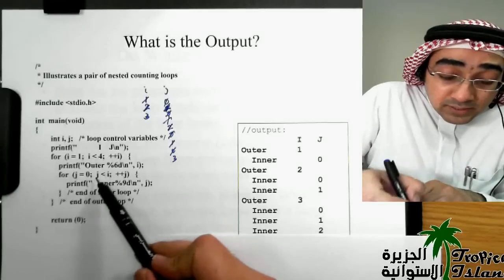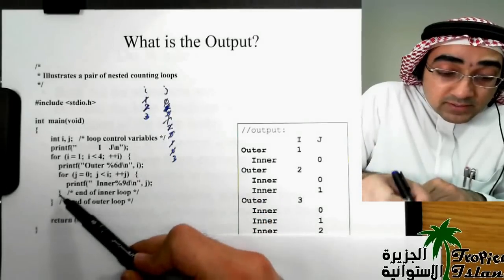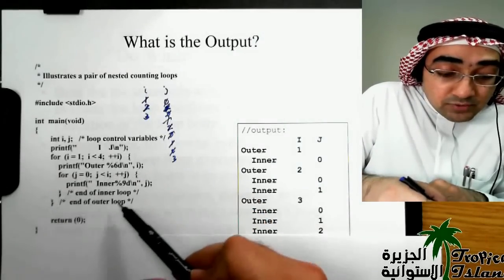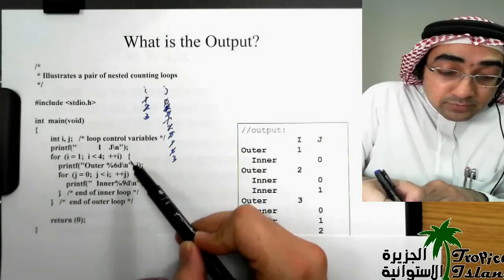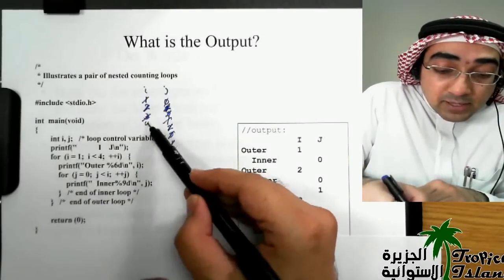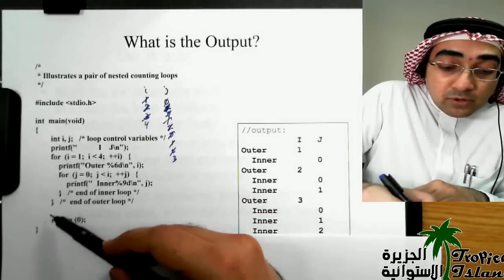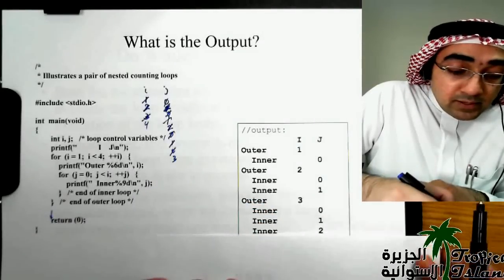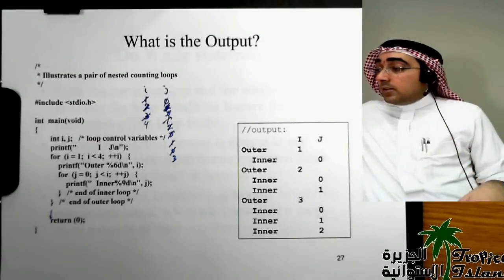Is 3 less than I? No, 3 is not less than 3. So I go out of here, jump from the for loop. I go here and I find myself at the end of the for loop of the I. And I increment my I by 1. So I is going to become 4. Is 4 less than 4? That becomes false. So I jump out of the for loop and I come over here and that's the return 0. So this is the output that I get from my program.